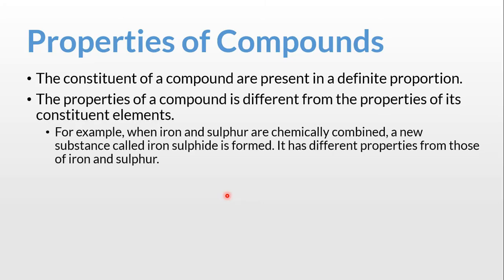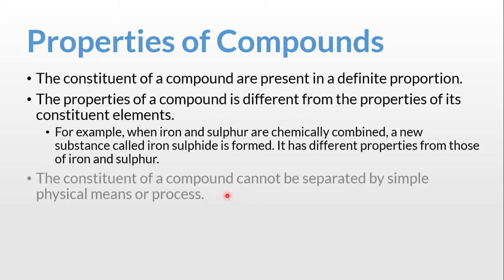The properties of a compound is different from the properties of its constituent elements. Yes, we talked about this from the previous slide. For example, another example is iron and sulfur. When these elements, iron and sulfur, are chemically combined, a new substance called iron sulfide is formed, and it has way different properties from those of iron and sulfur. That makes sense.